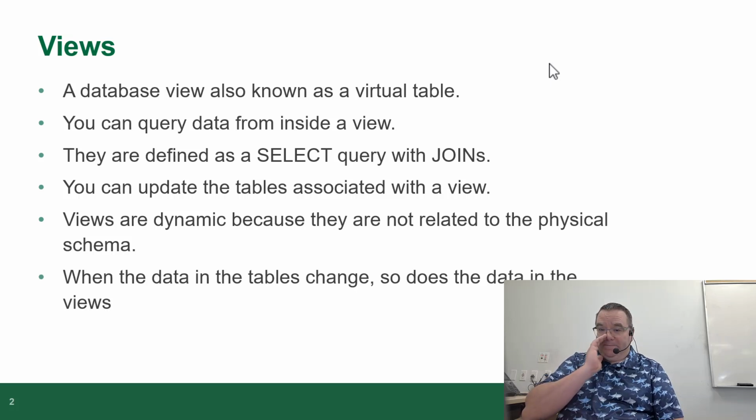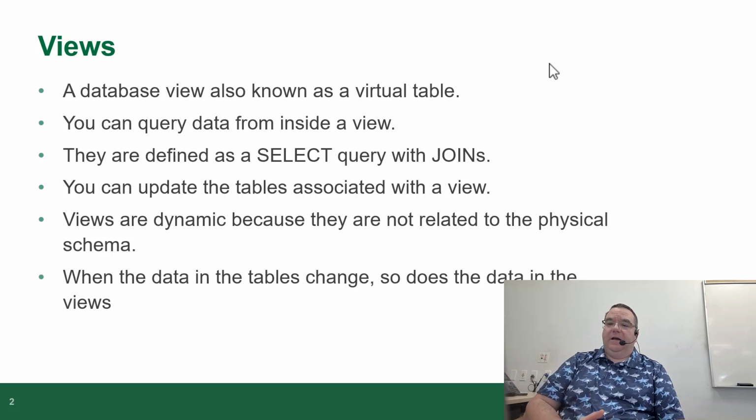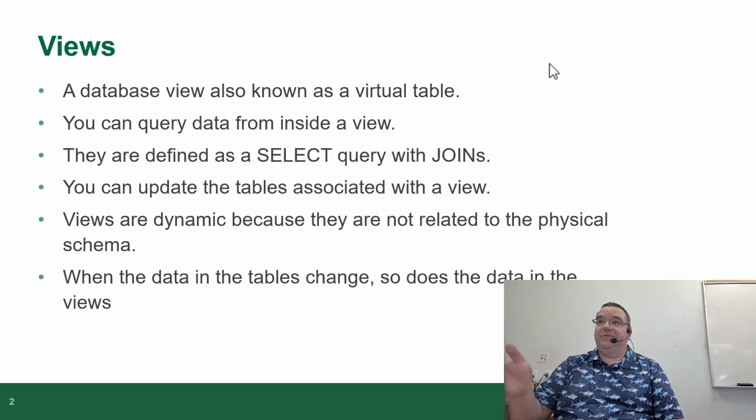Views are considered dynamic because they're not related to the physical schema. It calls the schema on the fly. So when the data in the table changes, the view changes automatically. Why? Because the view doesn't store any data. It just stores a definition for an existing query. And every time you call the view, it runs the underlying query every single time. So it's always fresh, at least in MariaDB and MySQL. There's another flavor of views that proper database servers have.